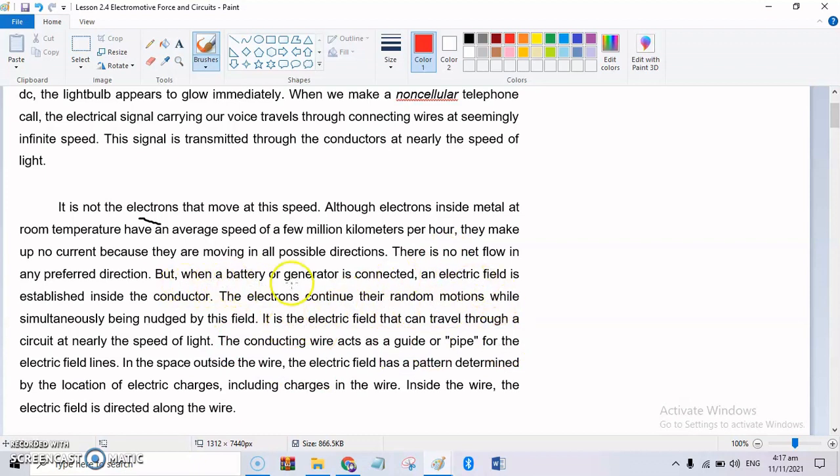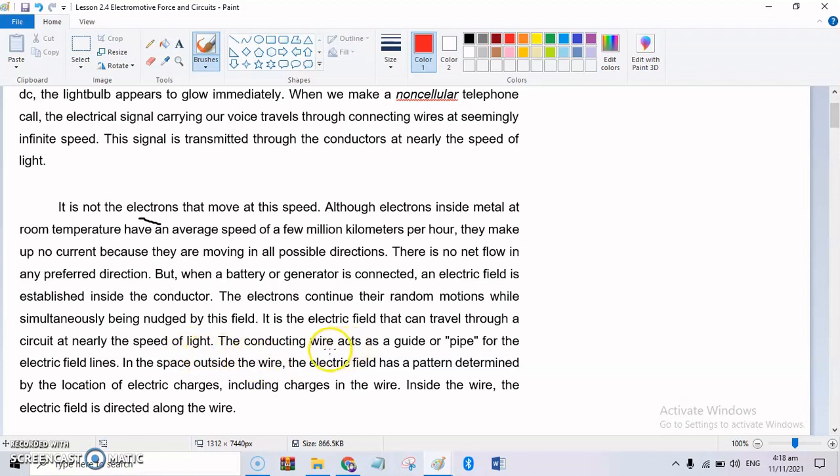Okay. When a battery or generator is connected, an electric field is established inside the conductor. The electrons continue their random motions while simultaneously being nudged by this field. It is the electric field that can travel through a circuit at nearly the speed of light. So, the signal that we receive from a telephone, the voice, will travel along with the electric field in a circuit, because the electric field can travel through a circuit at nearly the speed of light.